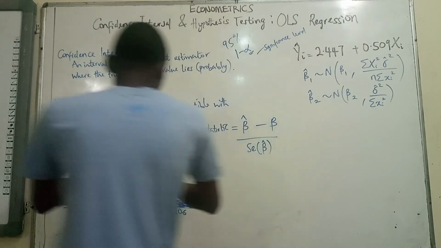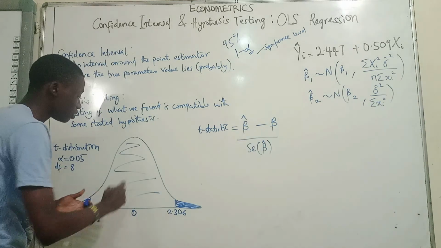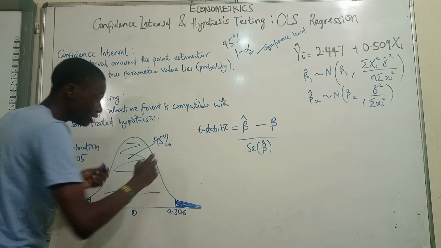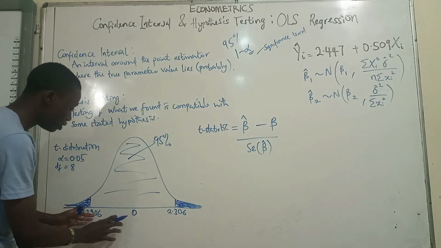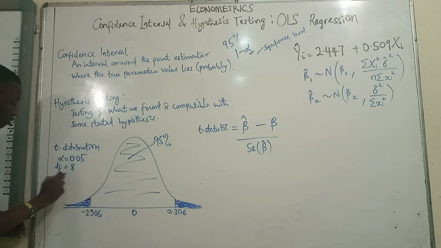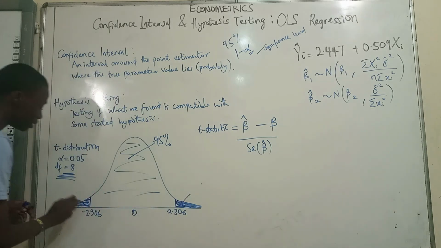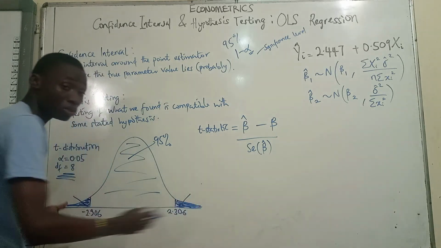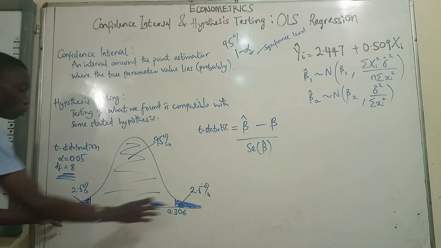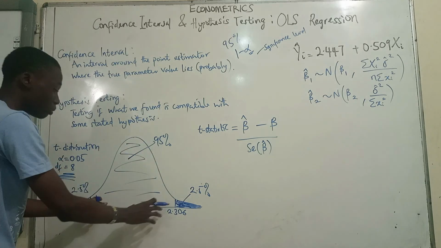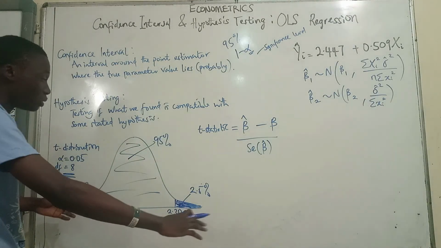So when it's normalized, this portion represents the acceptance region. It's like the 95% confidence interval. So the confidence interval when normalized is between minus 2.306 and 2.306. Note that this is where the degree of freedom is 8 and the level of significance is 5%. What we have here is the 5% level of significance, the cutoff, and because it's a two-tailed test, we share the 5% on both sides, so you have 2.5% and 2.5%. Both represent your level of significance, and this represents your confidence level.